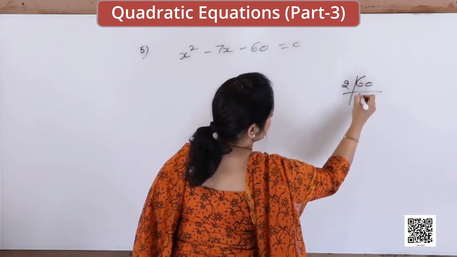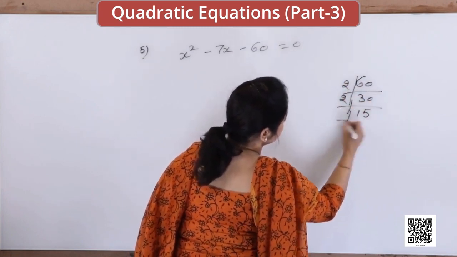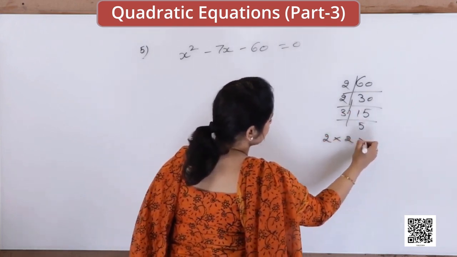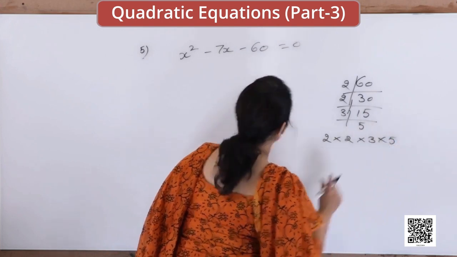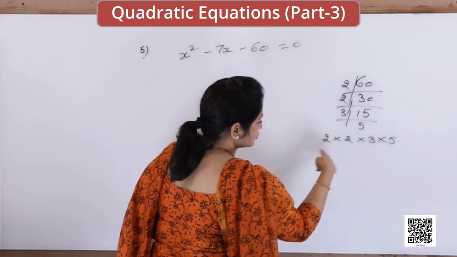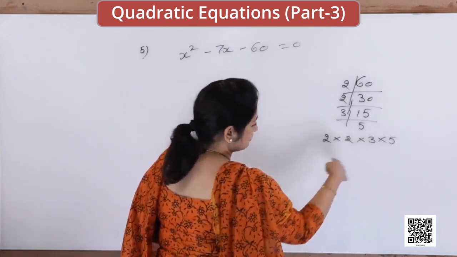60 can be factorized as 30, then dividing it by 2, 15, then by 3 we'll get 5. So 2 multiplied by 2 multiplied by 3 multiplied by 5. Now we need to make minus 7. 5 3s are 15, 2 2s are 4. That will not give us the answer.